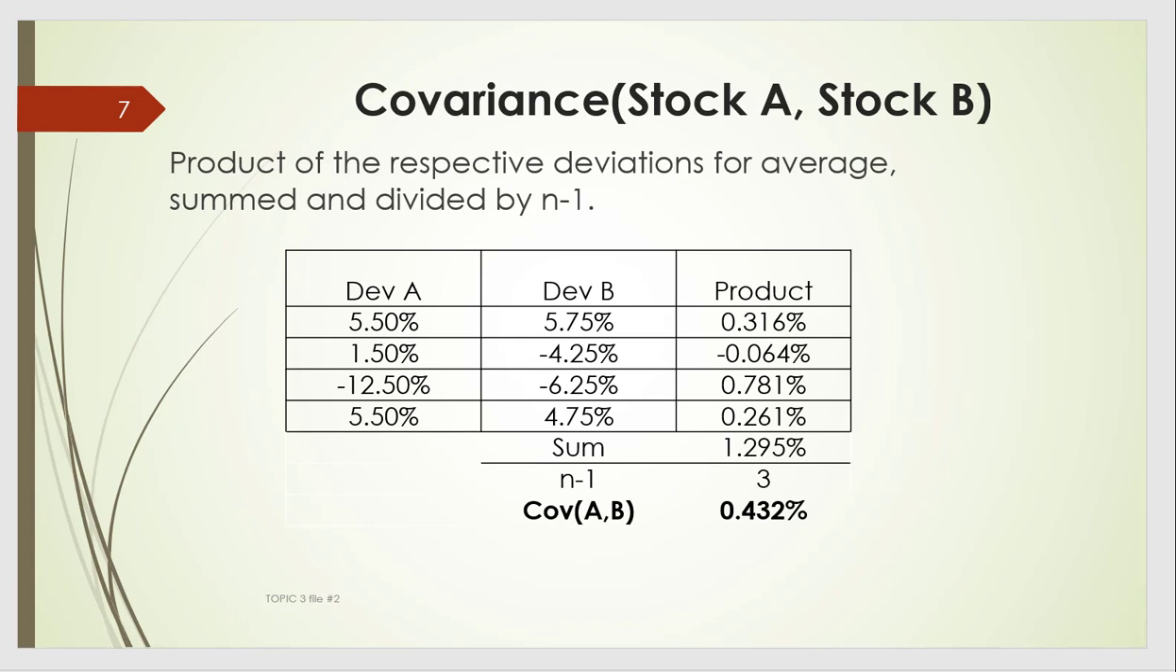Now we'd like to know how much is in common between the variation of stock A and B. So we're taking the deviation of A times the deviation of B. We call that product. So 5.5% times 5.75% gives me 0.316%. Again, repeat the deviation of A times the deviation of B. We call that product. We add it up and again divide by n minus 1, and we get the sample covariance. And the sample covariance is 4.32. It's not a really meaningful number by itself, but it's used a lot, and so we'll see it used later on in our calculations.